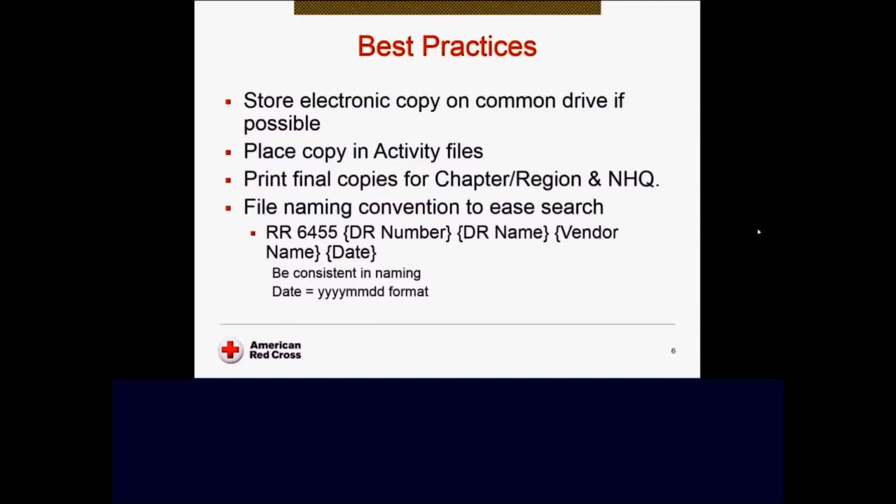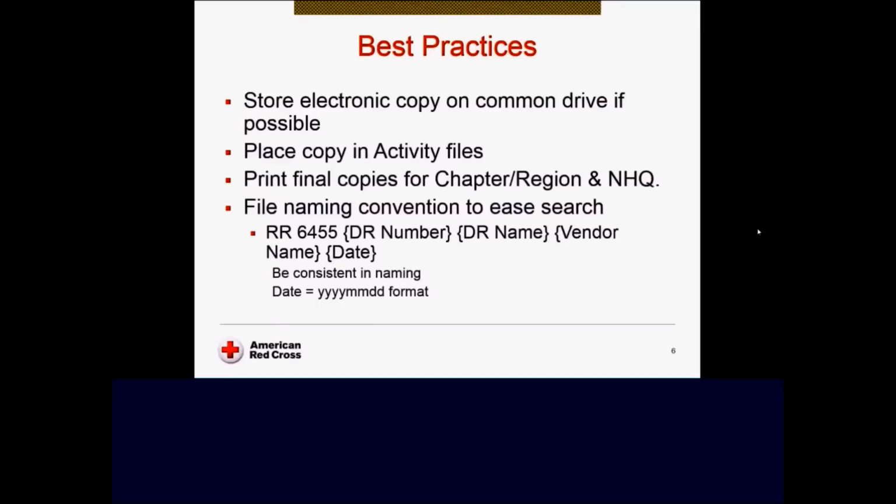Several of our volunteers may be challenged in accessing the common drive, so that gives them a hard copy to look at. And then at the end of the DRO, you want to print a final copy and keep it for each one of the 6455s, and give copies to the chapter/region and the national headquarters.